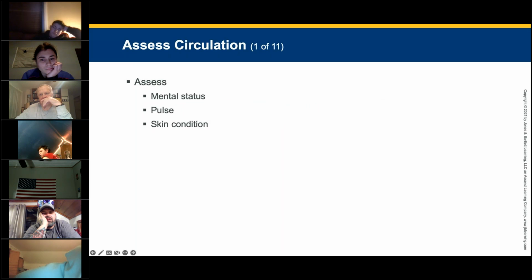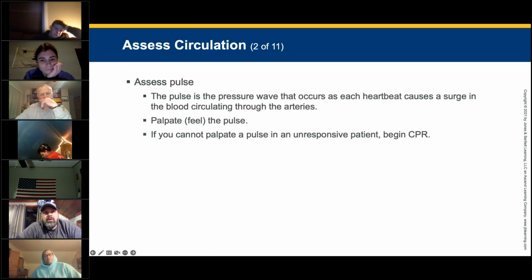Circulation. So, circulation has a lot of different components to it. The mental status plays into that. Their pulse plays into that. And their skin condition plays into that. The pulse is a pressure wave that occurs as each heartbeat causes a surge in the blood circulating through the arteries. You feel the pulse. If you can't feel a pulse in an unresponsive patient, start CPR. If you don't feel a pulse, start CPR.